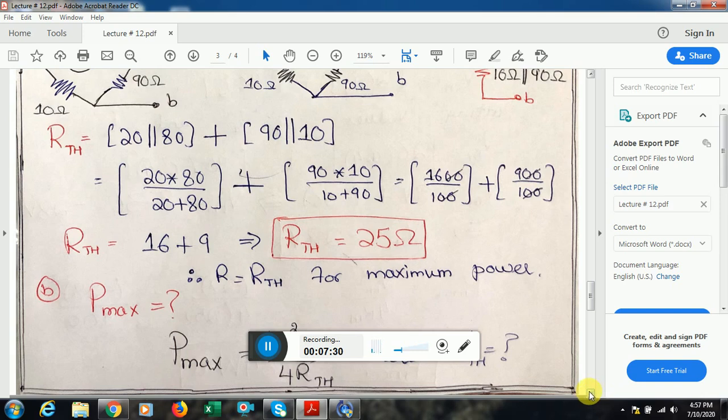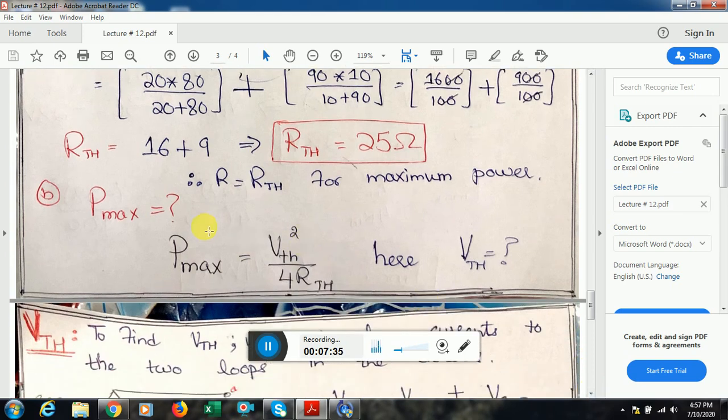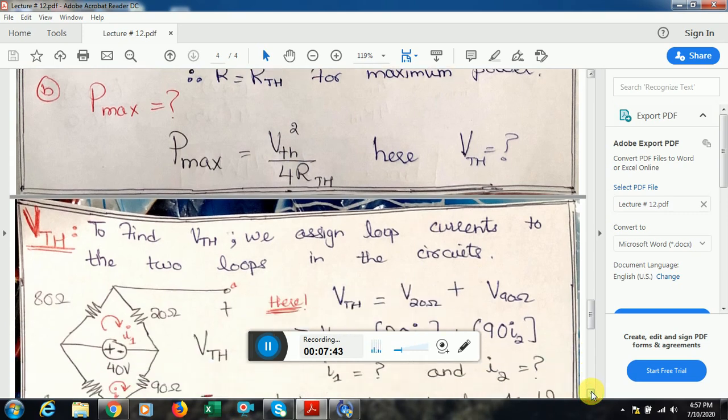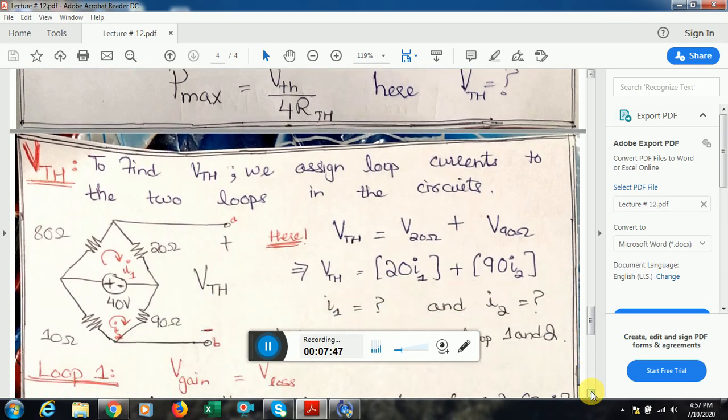Now we move on to finding the B part of the circuit, which is the maximum power absorbed. The maximum power absorbed formula is this. So we don't have the value of Thevenin voltage, so first we'll find the Thevenin voltage, and then we can easily find the maximum power transfer. For the Thevenin voltage, I take the original circuit, identify terminals A, B by extracting the resistance R. So the voltage from this to this terminal must be V20 ohm plus V90 ohm.